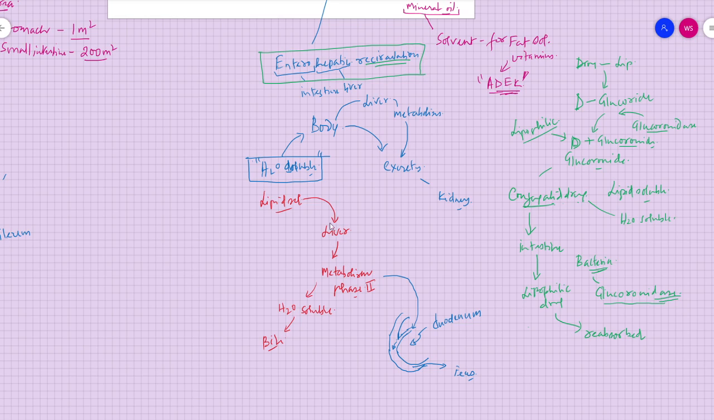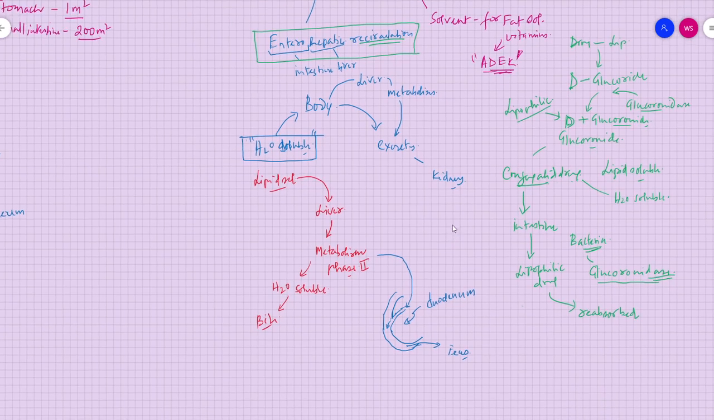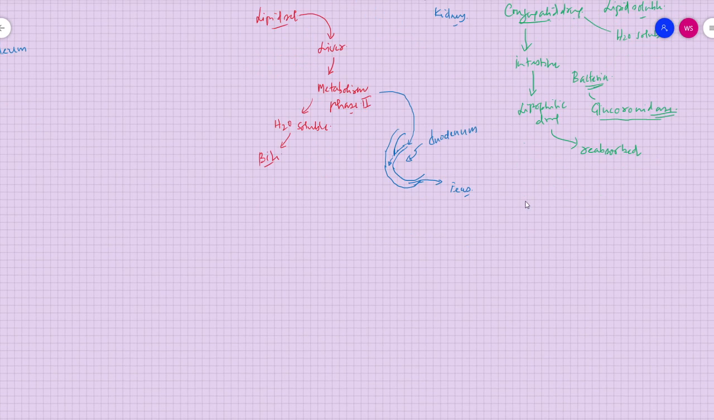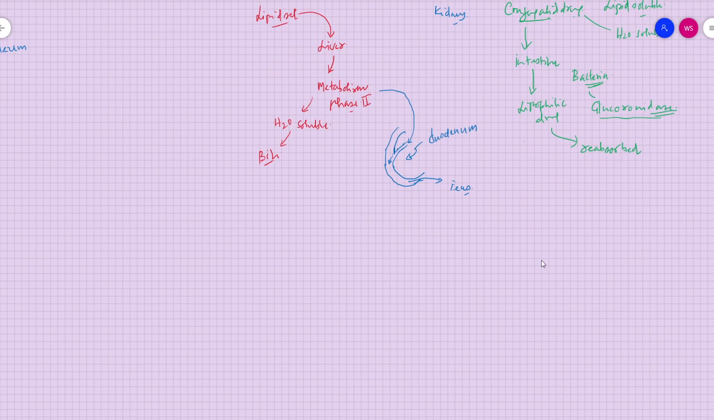enterohepatic recirculation. Now, because of enterohepatic recirculation, some drugs have got a long T-half, long half-life, meaning they remain in the body for a very long period of time. The drugs which undergo enterohepatic recirculation, let's list the names of some drugs.